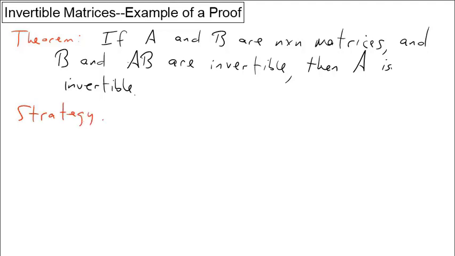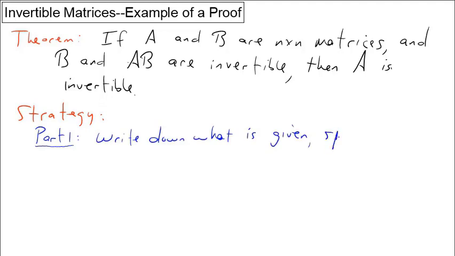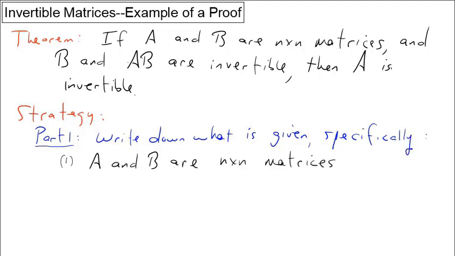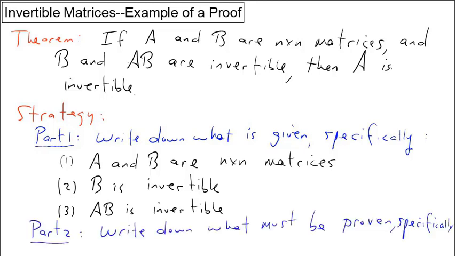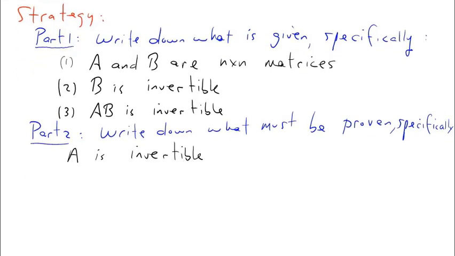So here's our strategy. Part one, we write down what is given. Specifically, we're given that A and B are square matrices of the same size, call them n by n matrices. Two, B is invertible. And three, A times B is invertible. Part two, write down what must be proven. Specifically, we need to prove that A is invertible.